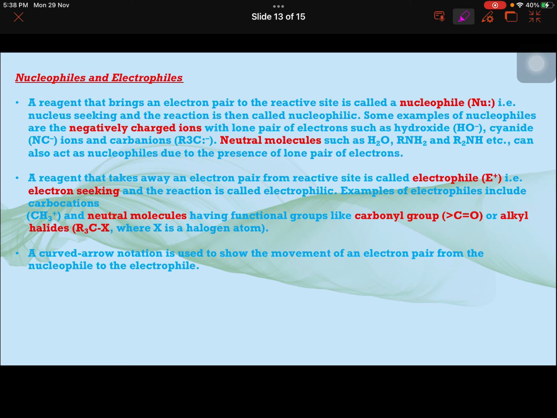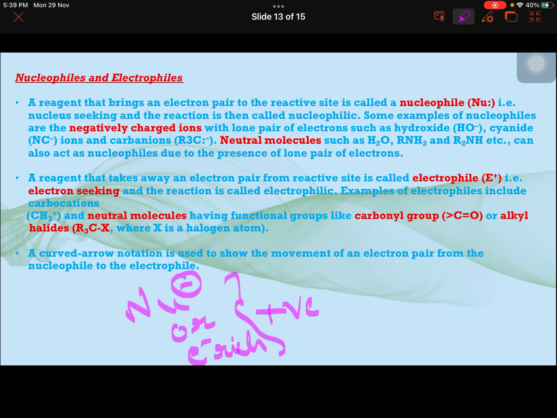Then something very interesting, nucleophiles and electrophiles. As the name suggests, a nucleophile is something which is nucleus seeking, nucleus loving, and the nucleus is positively charged. So that means this nucleophile which is coming must be negatively charged, or it may be neutral, but it should be electron rich. Only then it can search for something which has a positive charge. That means electron deficiency, right?